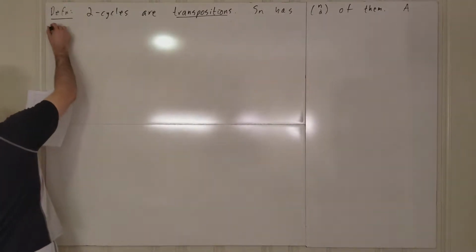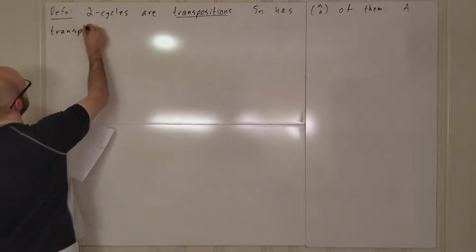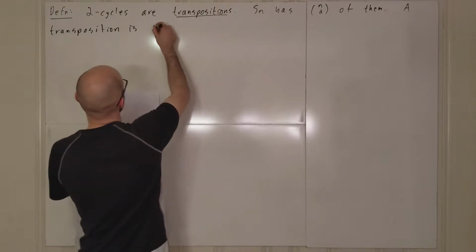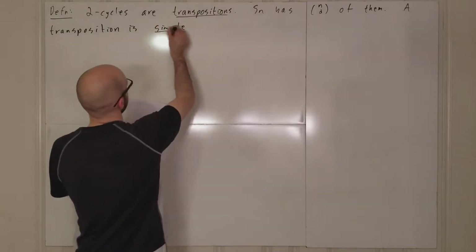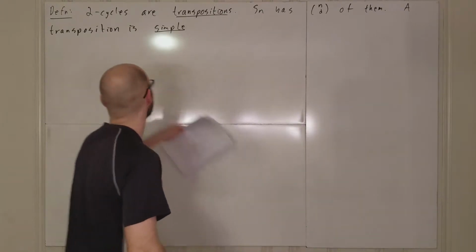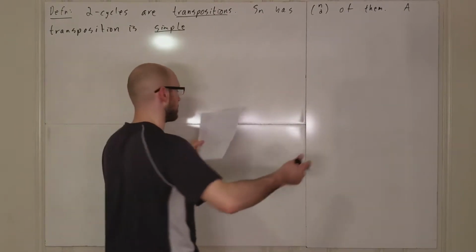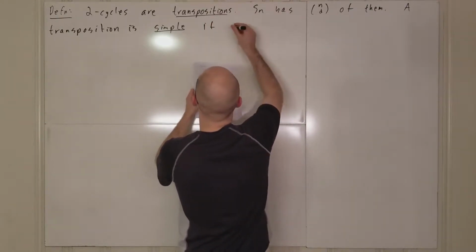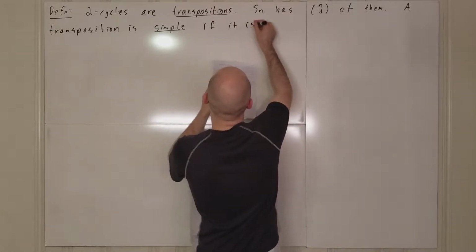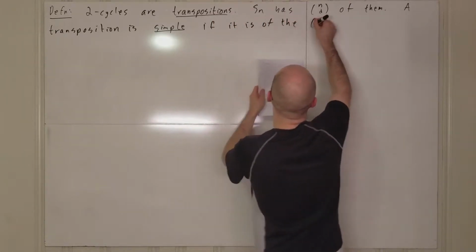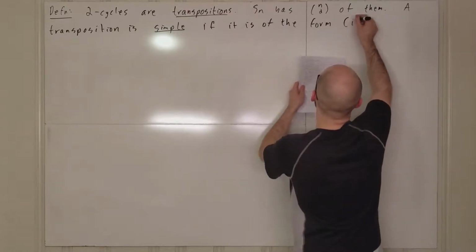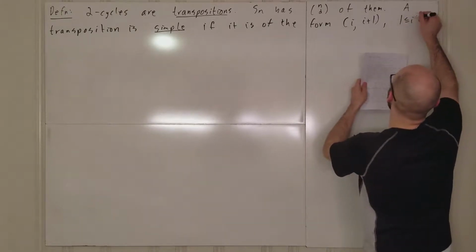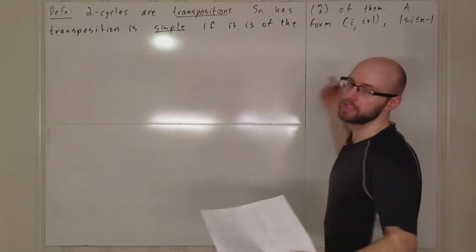But anyways, a transposition is called a simple transposition. So instead of saying a simple transposition is blah, blah, blah, I just changed the wording. So a transposition is simple if it is of the form (i i+1), where 1 is less than or equal to i is less than or equal to n minus 1. So here we have obviously n minus 1 of them.